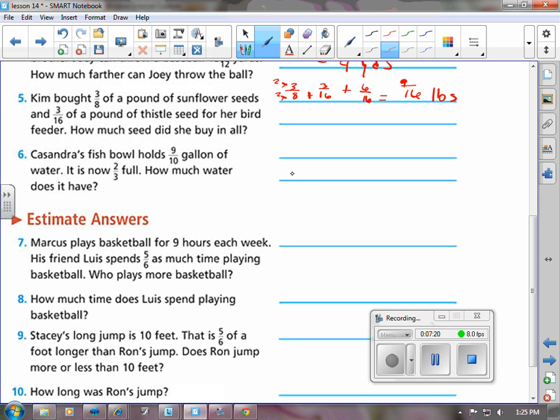Okay. Cassandra's fishbowl holds 9/10 of a gallon of water. It's now 2/3 full. How much water does it have? Multiply 2/3 times 9/10. Okay, I'm going to reduce first. 1, 3, 1, 5, 3/5.